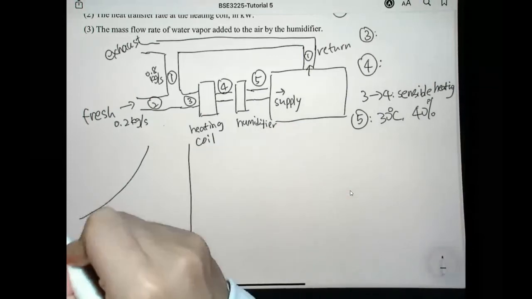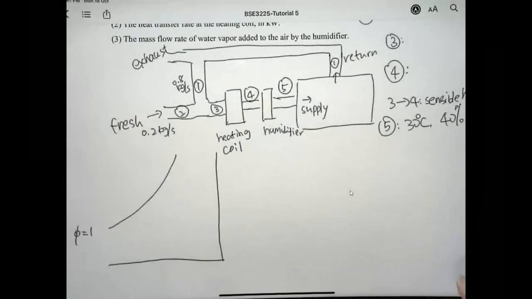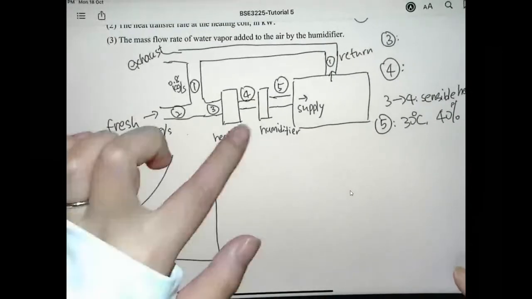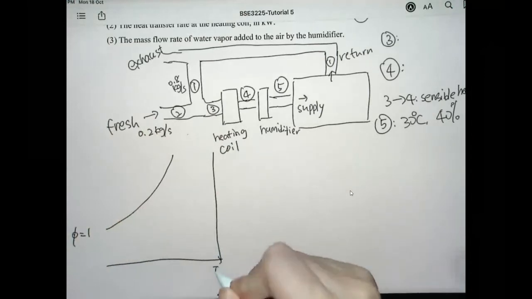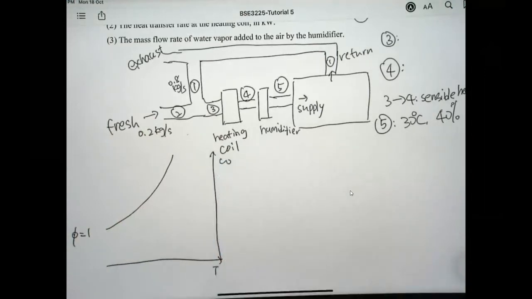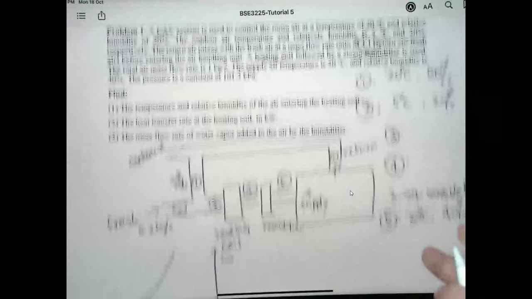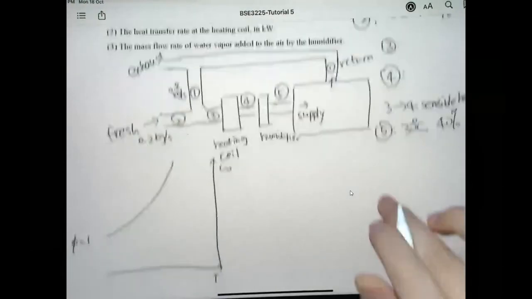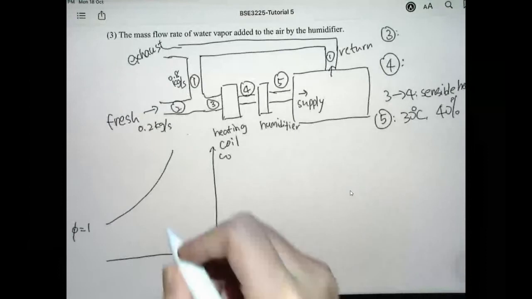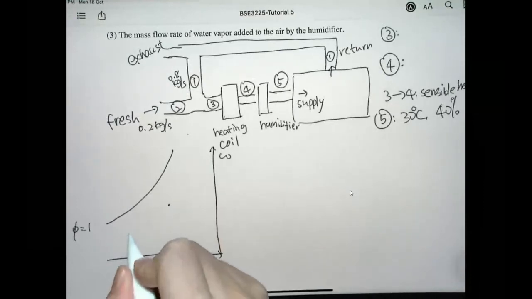So this line is the saturation line here, and we have temperature and humidity ratio. Say state 1 is 20 degrees and 50%. So we assume this is state 1, and state 2 will be somewhere here.